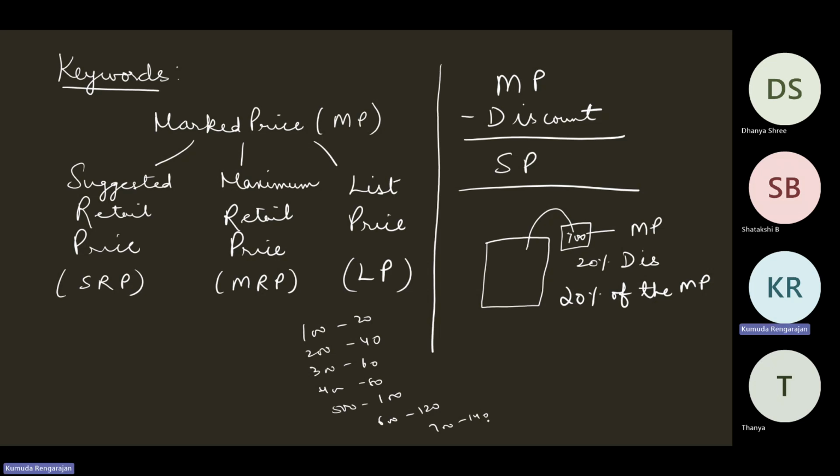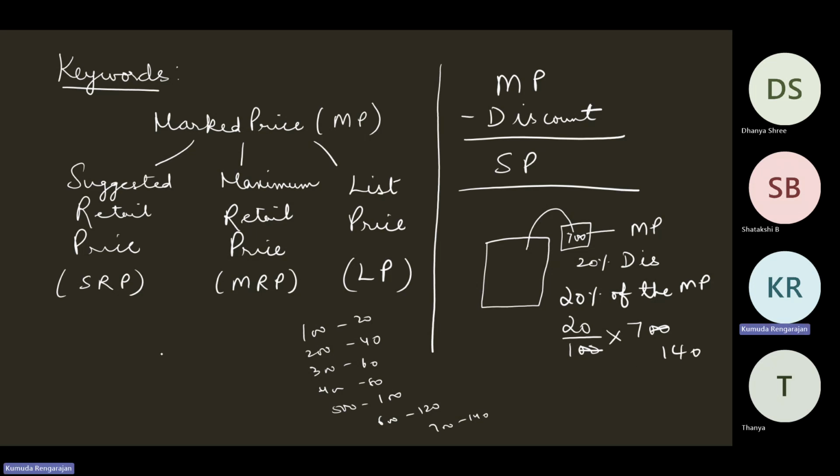But this is tedious to compute, right? You cannot calculate like this always. So find 20% of the marked price, which means 20 by 100 into 700. Two zeros cancel, and it is 140 rupees. This is the discount.